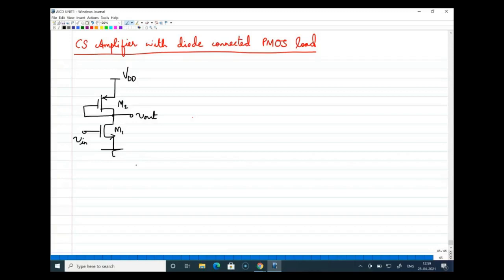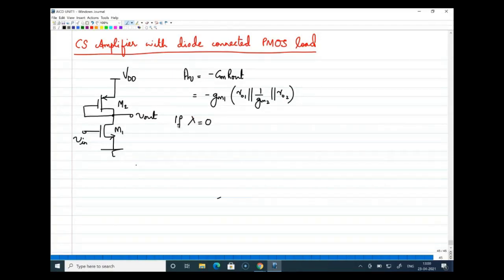All right. Now, as we have done for the previous circuit, Av can be written as minus gm times Rout, where gm is gm1, and Rout is ro1 parallel to 1 by gm2 parallel to ro2. This is Rout, right? Now, as we did yesterday, if we neglect lambda, assuming lambda is 0, then this voltage gain can be written as minus gm1 by gm2.